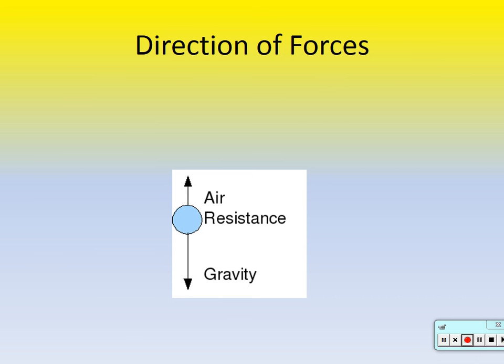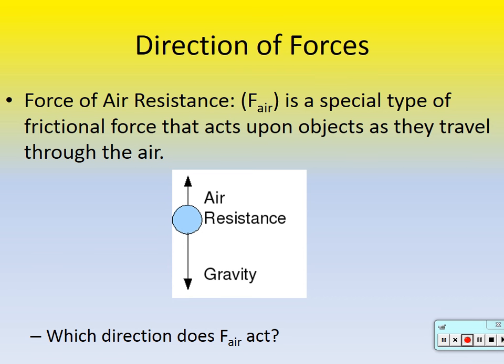Okay, there's a couple more. Let's talk about air resistance. This is a special type of frictional force that acts upon objects as they travel through the air. So air resistance is really friction in the air. So if this is a ball that's falling down, we've got gravity pointing down, but there is some air resistance pointing up because it's like friction.